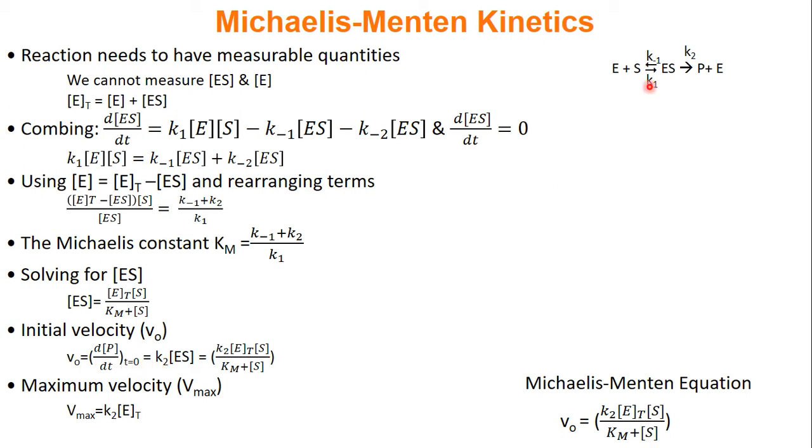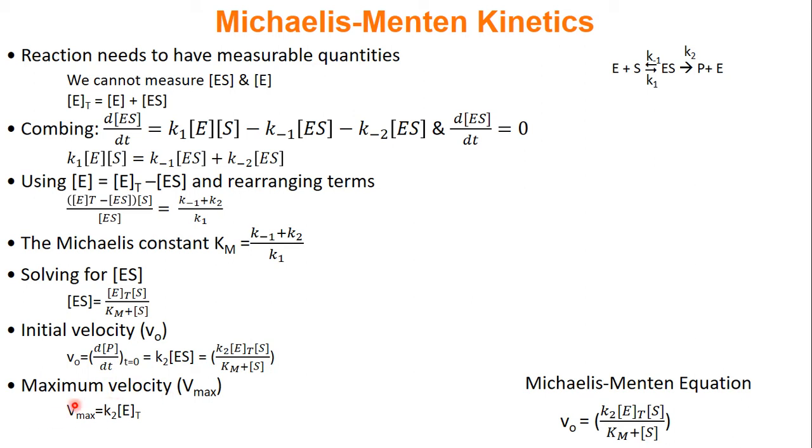Well, this is equal to our rate constant K2 multiplied by how much enzyme substrate complex we have. We have a term now for enzyme substrate complex, so we're going to replace this term with ES to get our initial velocity equals K2 ET times S divided by Km plus S.